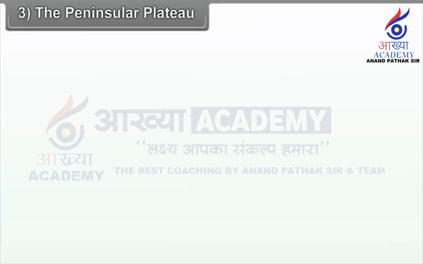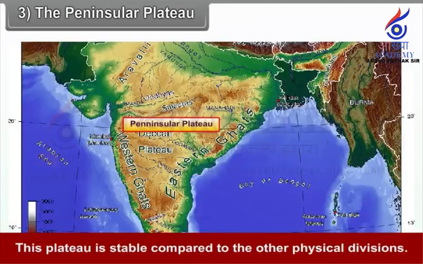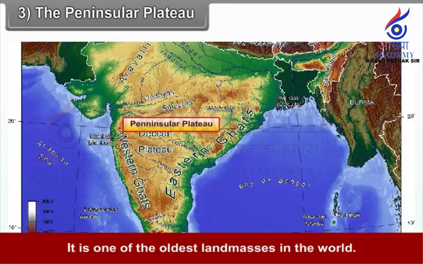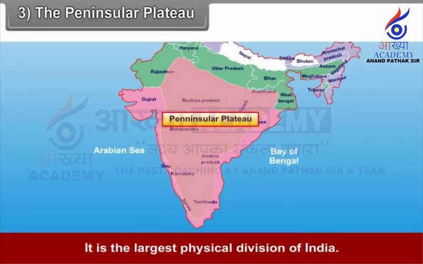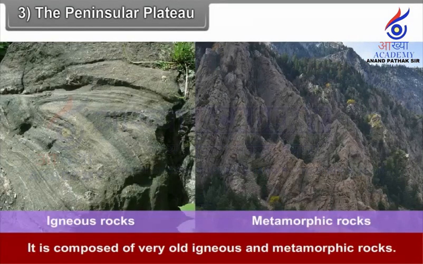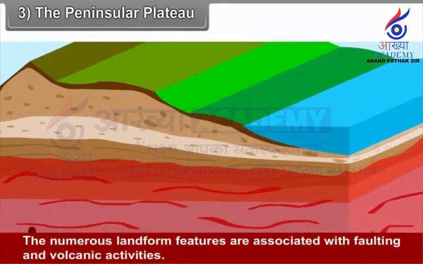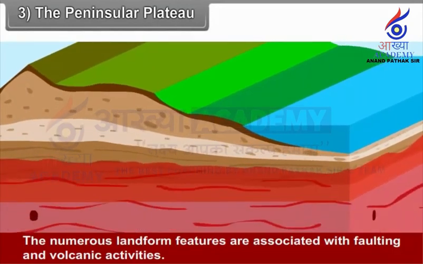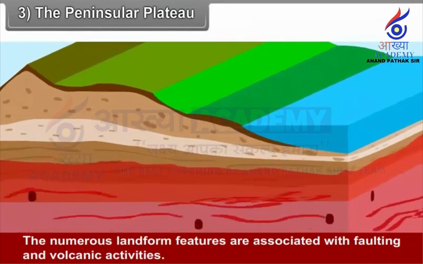3. The Peninsular Plateau. This plateau is stable compared to the other physical divisions. It is one of the oldest land masses in the world. It is the largest physical division of India. This region is triangular in shape. It is composed of very old igneous and metamorphic rocks. The numerous landform features are associated with faulting and volcanic activities.